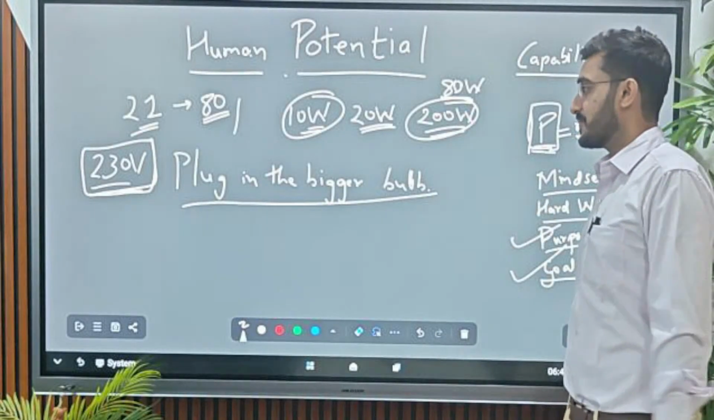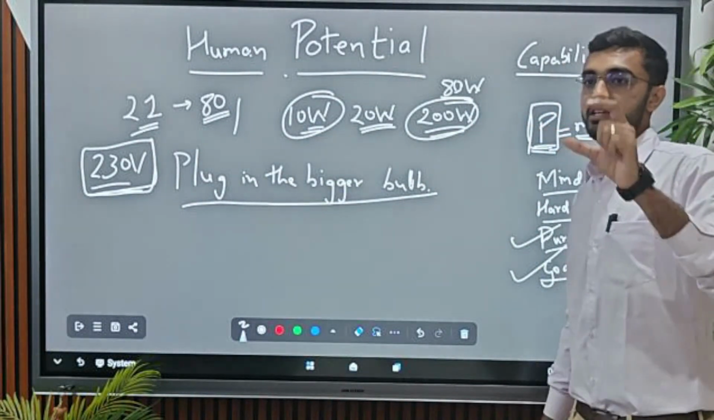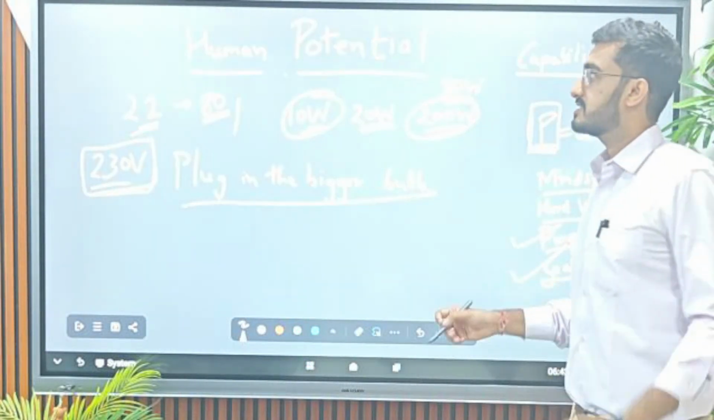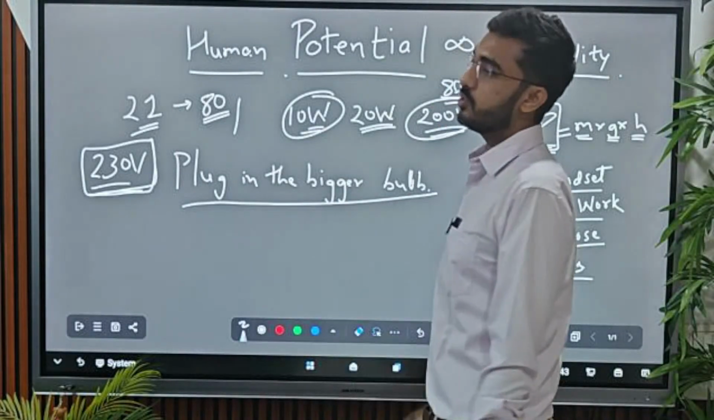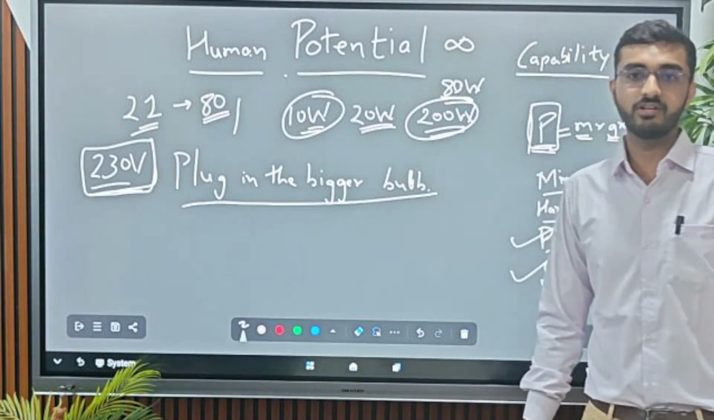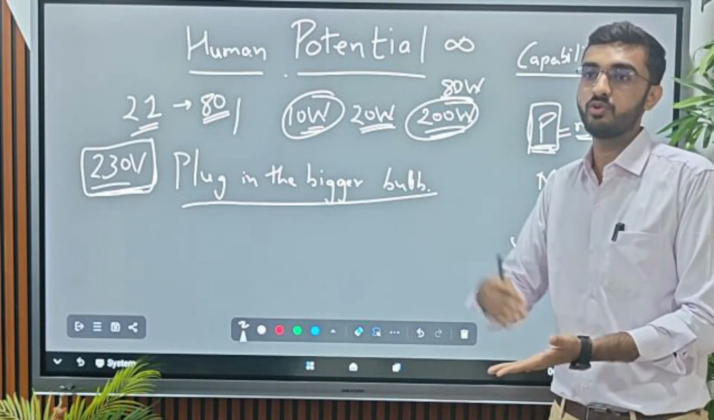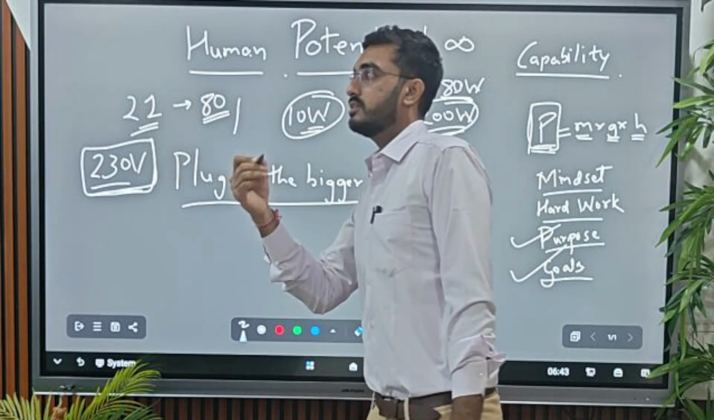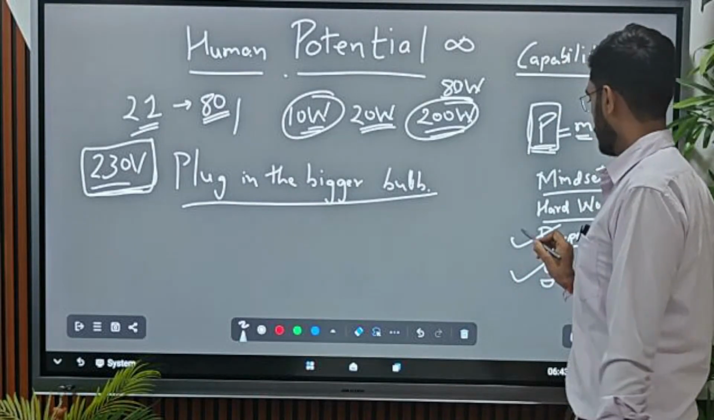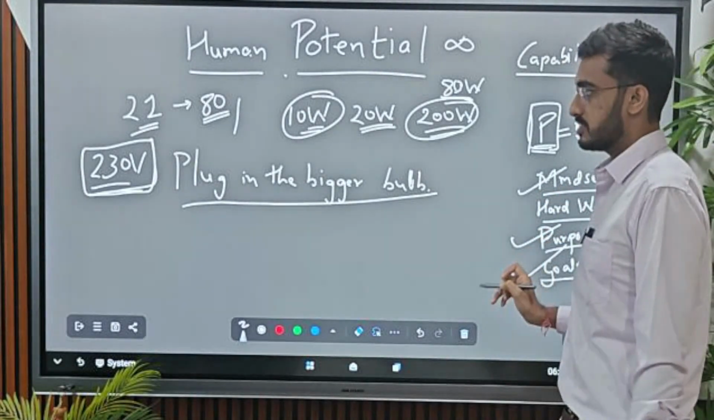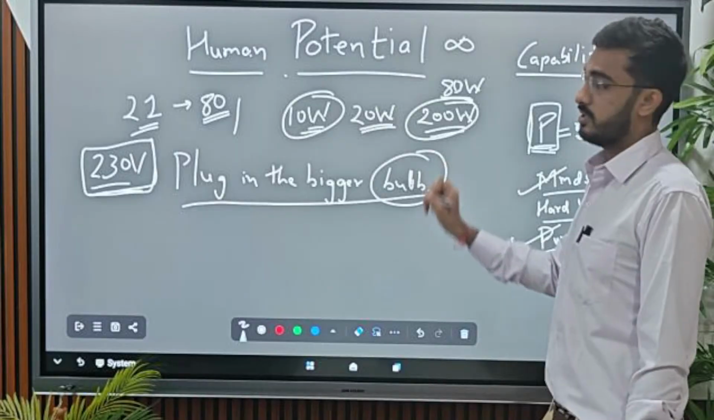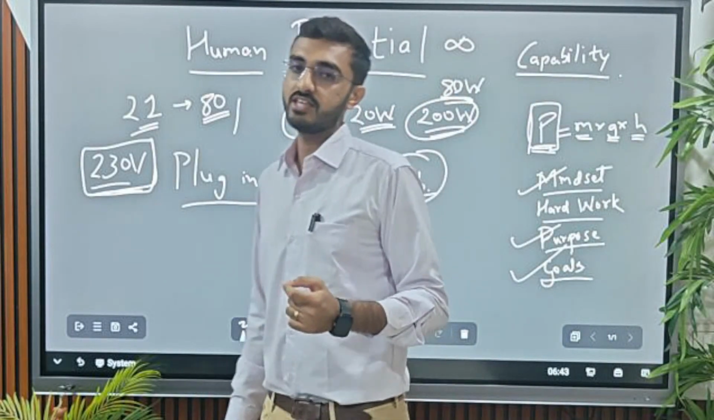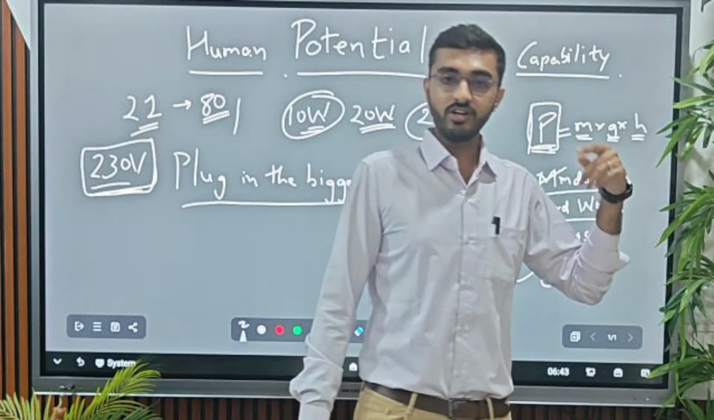Whatever purpose you have in your mind, if that purpose is your bulb, your input, that is your potential, is infinite. There is no limit like, okay, you can only do this, you can only do that. Those are all self-imposed limits. Limits on the human psyche are decided by your mindset, your purpose, your goals. And that is the bulb that I'm talking about. Plug in the bigger bulb means that if the input is same, if the potential is same, what are you thinking about? What is your purpose in life?